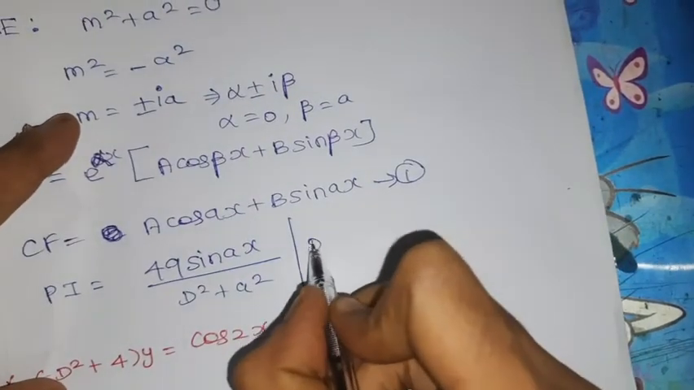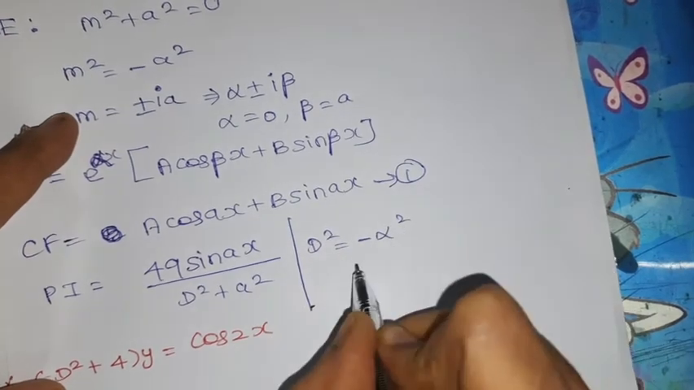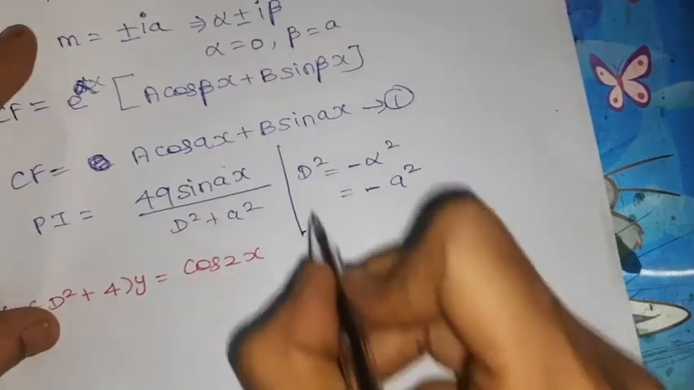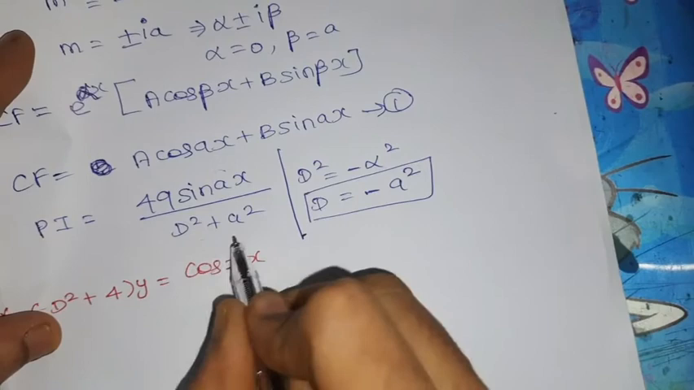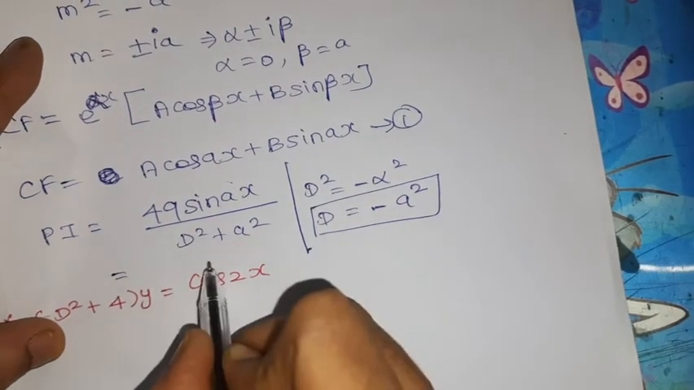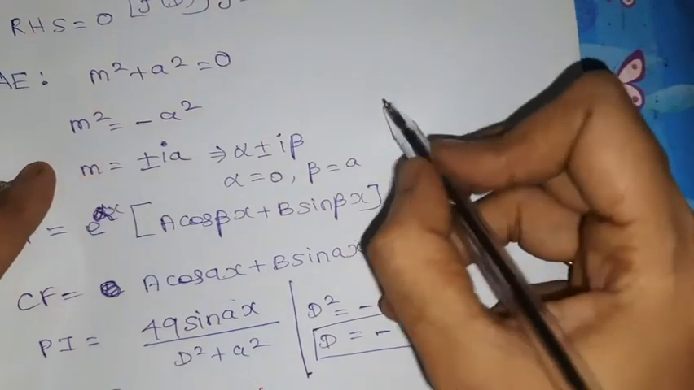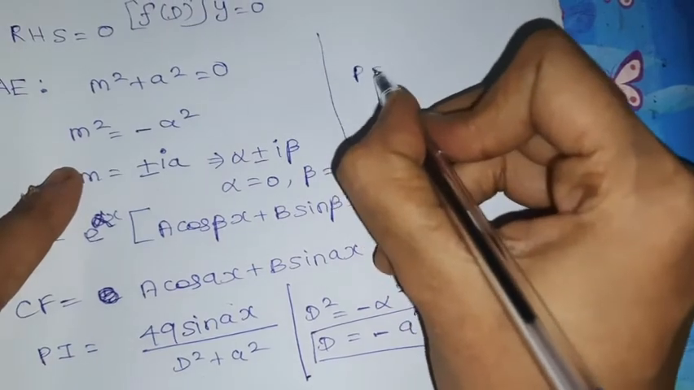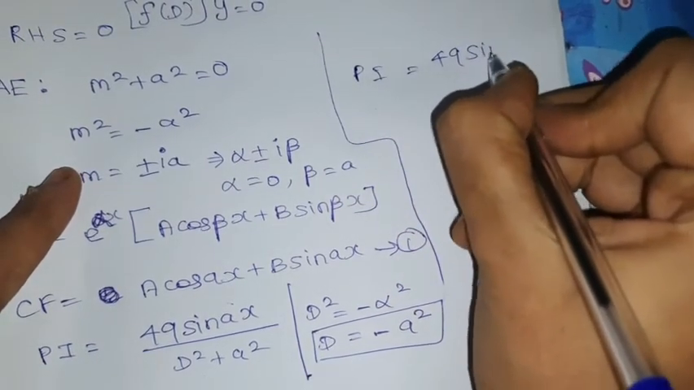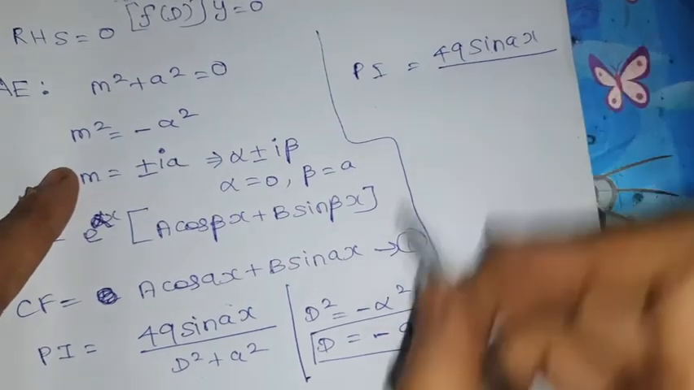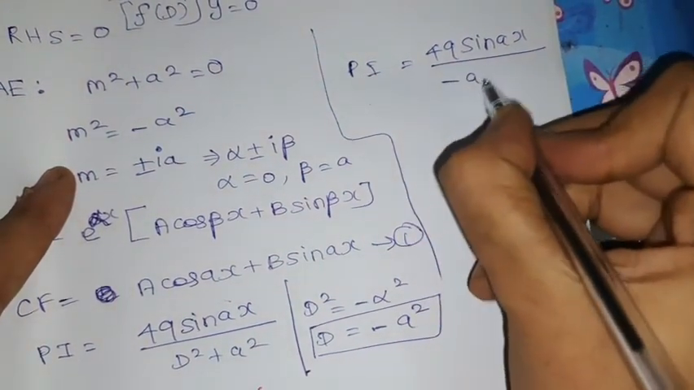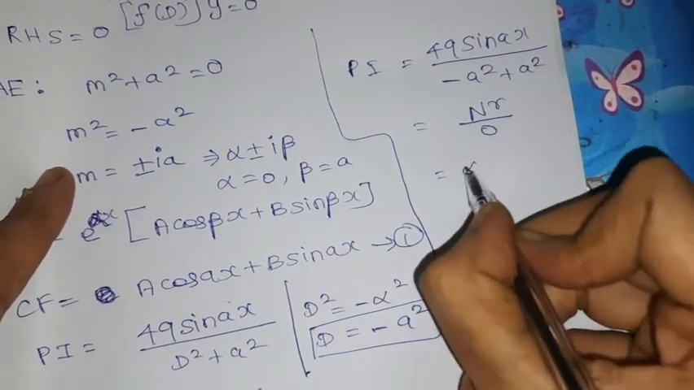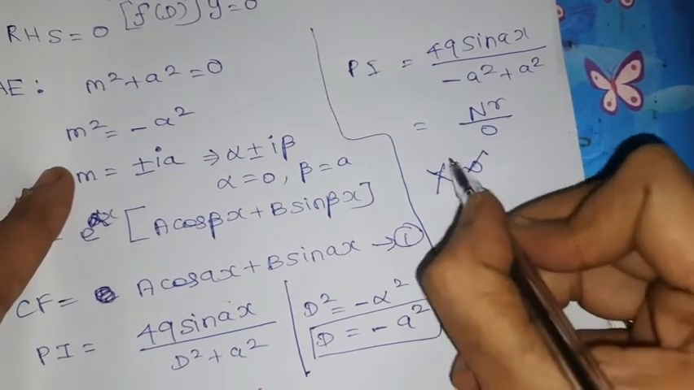Then what is the next step? Substitute d squared equal to minus alpha squared. Alpha equal to a here, so d squared equal to minus a squared. Substituting, the particular integral is 49 sin ax divided by minus a squared plus a squared. So we get the numerator divided by 0, which is infinity. It is absurd. This should not be infinity.